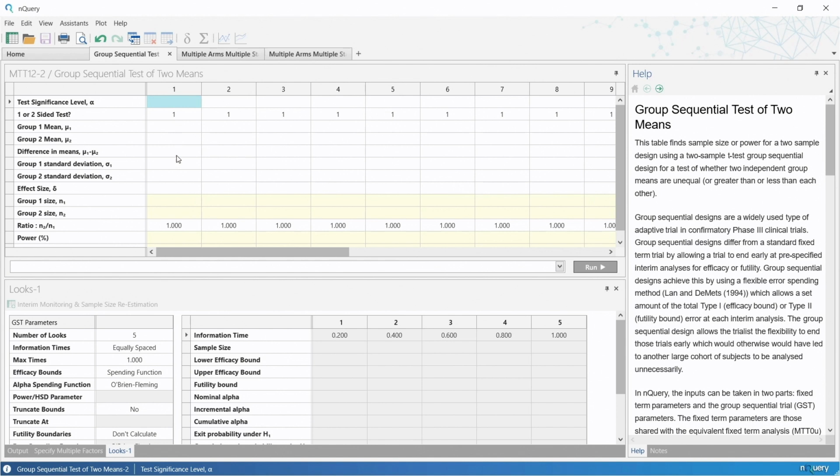We simply fill in each column based on the definition of each row given on the far left hand column, and that will then be sufficient to do a group sequential design once we have specified how we want that group sequential design to be.